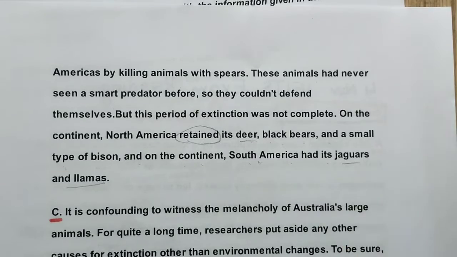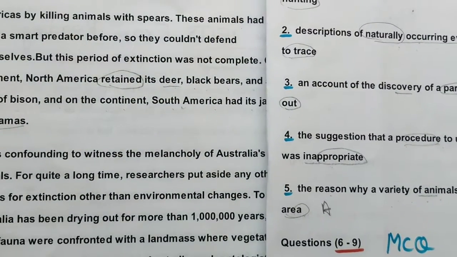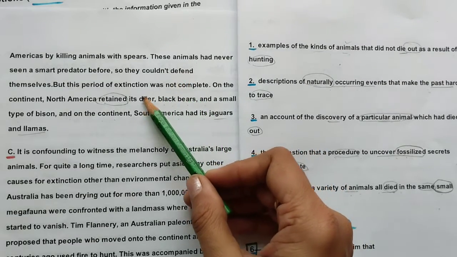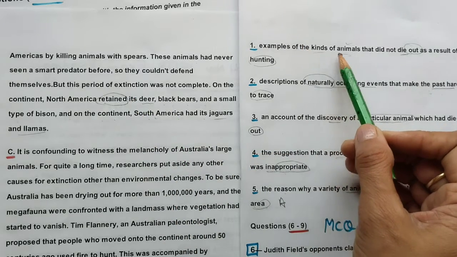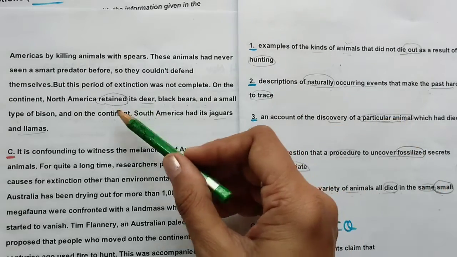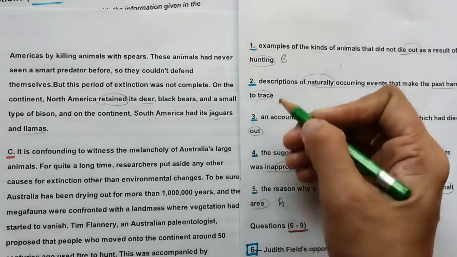Okay, so it means what? I will just show it to you. See, you can see this here. They are talking about these animals retained till now. So these are examples of the kinds of animals that did not die out as a result of hunting also. So, killing animals with spears. So we will just write B with this paragraph.